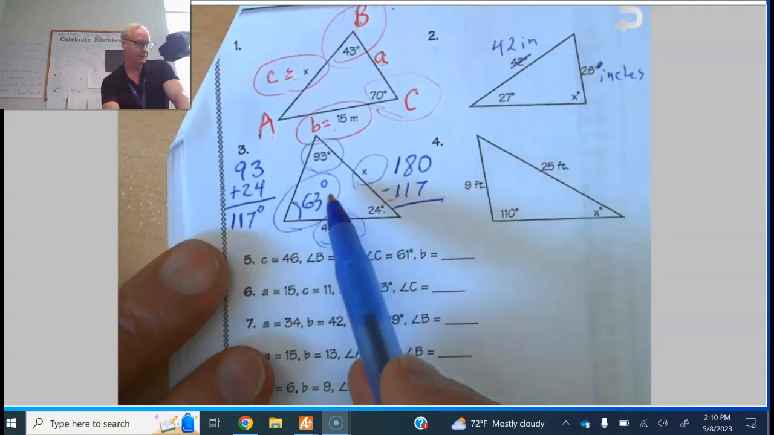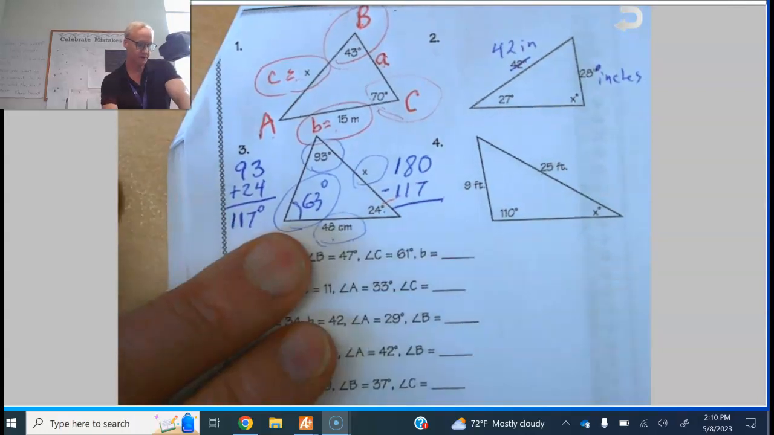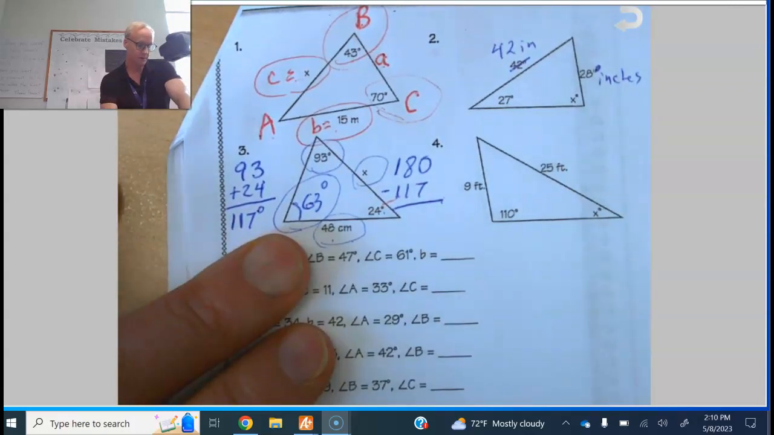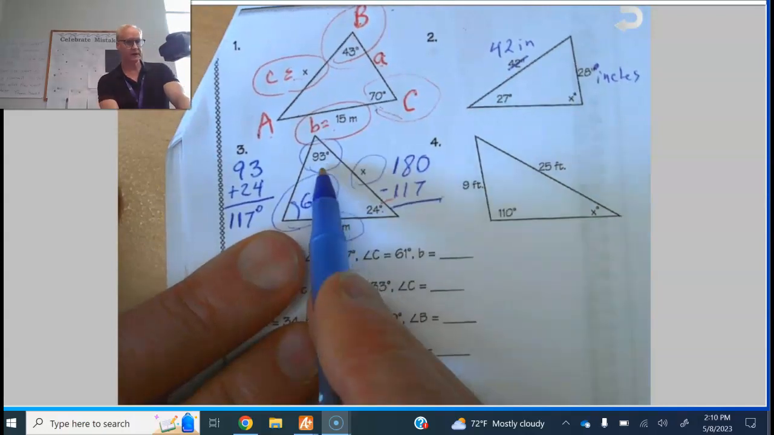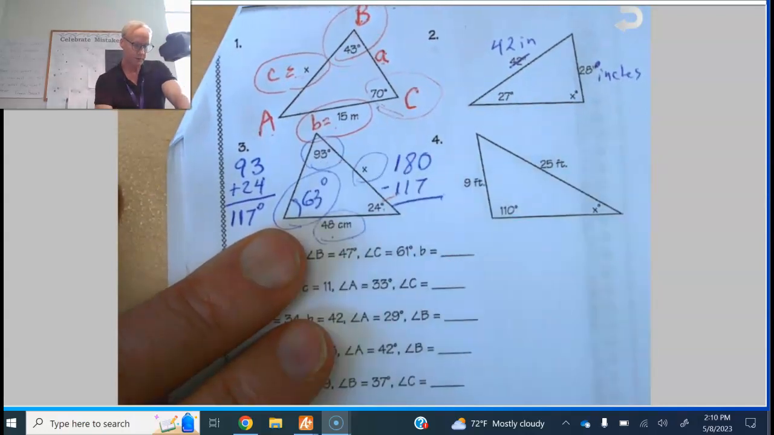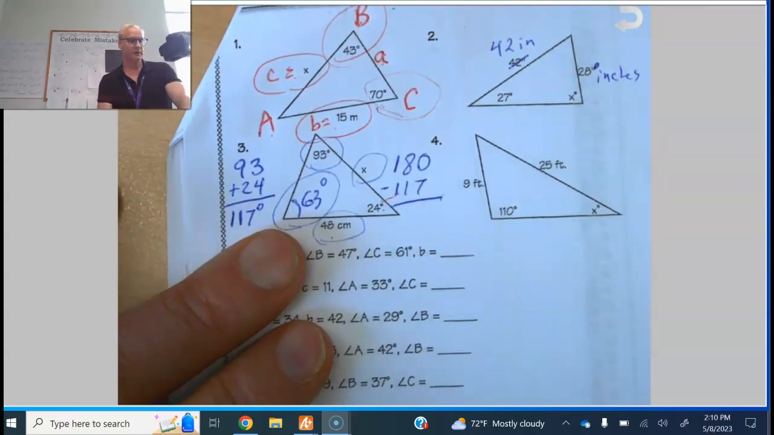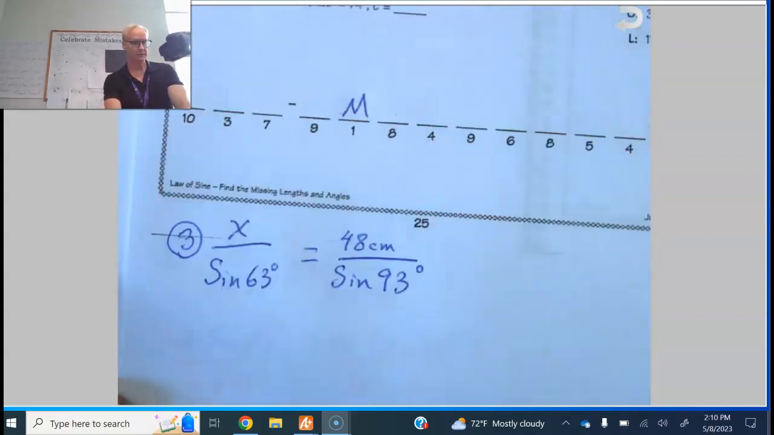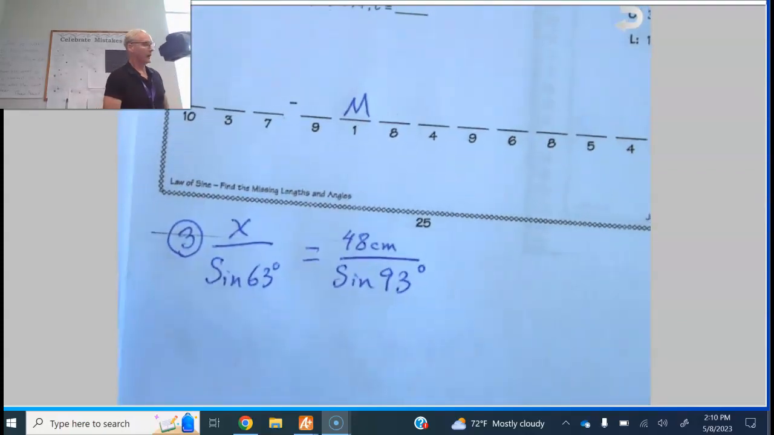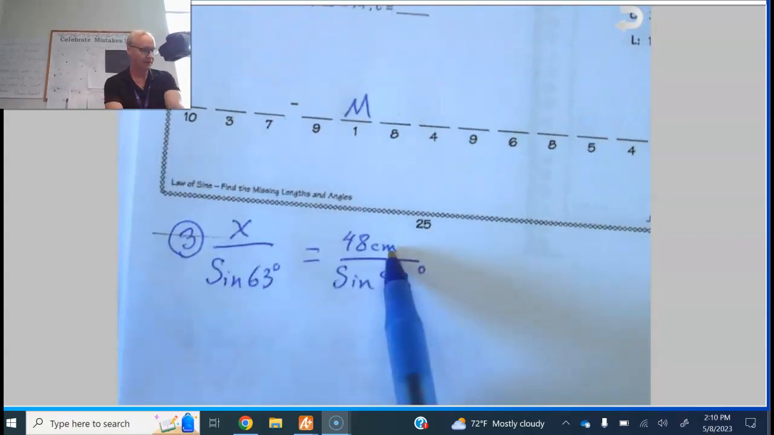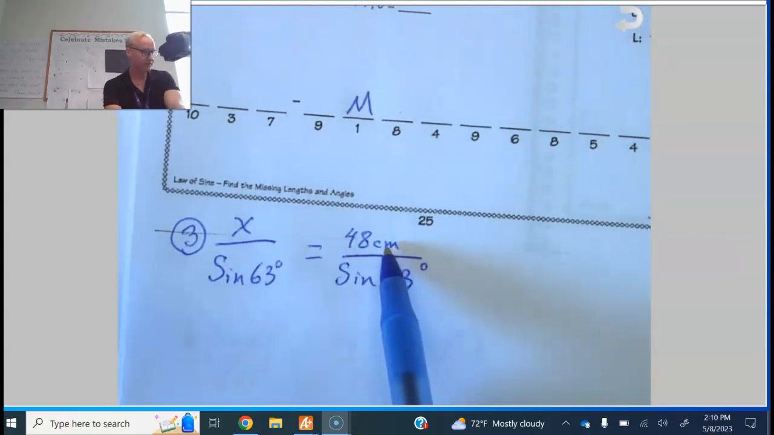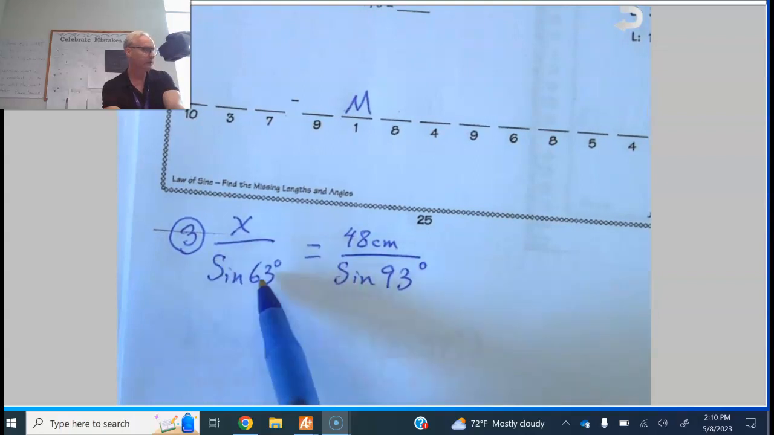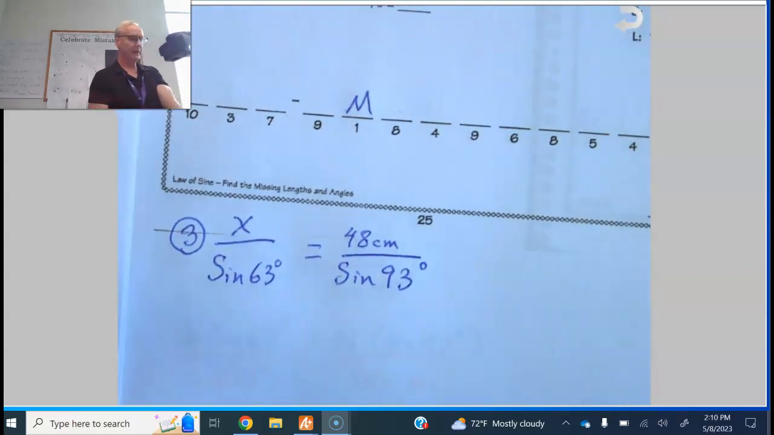And that's going to go with the number, which is 48 centimeters, I think, over sine 93. And once you set it up, hopefully you'd set it up correctly. I like to put my units in there if I can. If they give me units, I always put them in. You just cross multiply and solve.